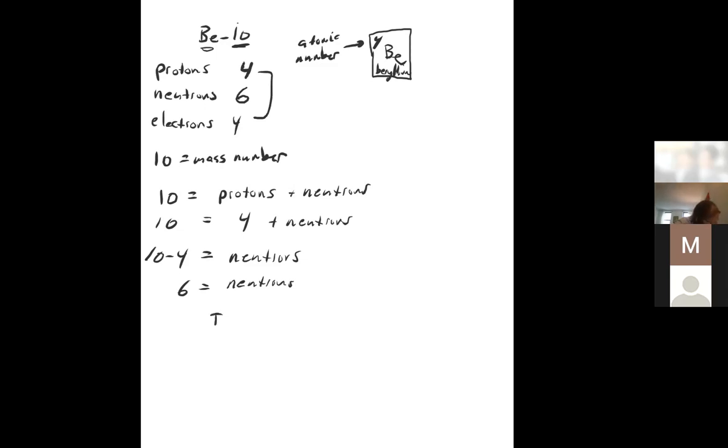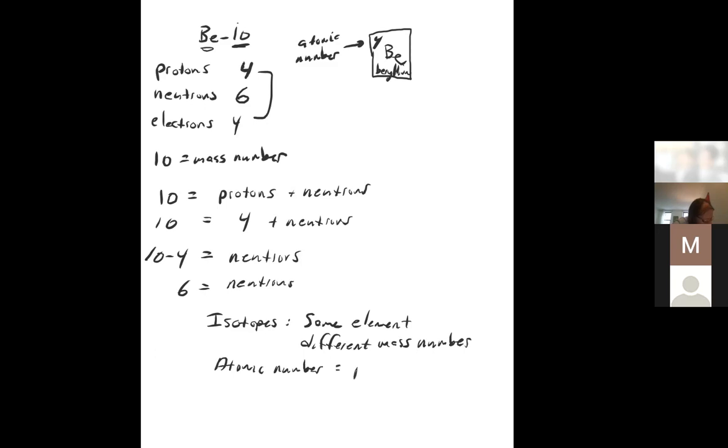So isotopes, these are the same element, but different mass number. And then you've got this thing called atomic number. And that's equal to the number of protons. So if you look at this right here, the mass number is going to be written after. The atomic number is not going to be in there, but we'll probably get to this notation.